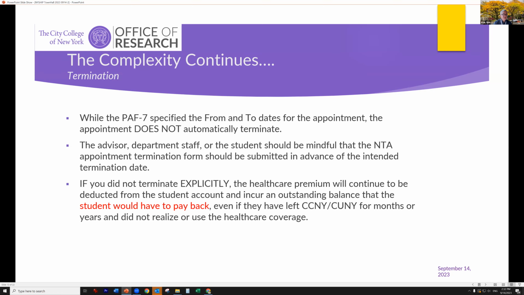and we certainly don't want that for the students. So if you have to terminate a student because of graduation or whatever, make sure you work with the student and HR to terminate the student's appointment properly. If you don't, their premium continues, the state considers they still have NYSHIP health coverage, the premium continues to be incurred, and the outstanding balance continues to be on their account. That's not a very good situation to be in.